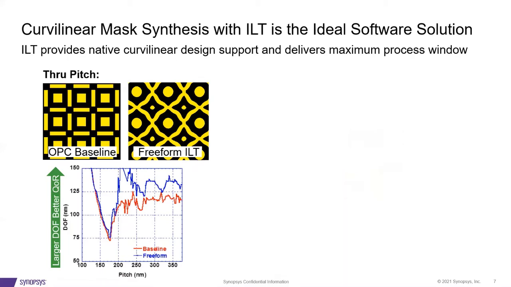Curvilinear mask synthesis with ILT is the ideal software solution. In this plot, we show how through-pitch contact arrays have superior depth of focus once the design pitch is large enough for the ILT curvilinear masks to have enough room to differentiate themselves from OPC masks, for example, through the placement of curvilinear assist features. The depth of focus margin can be significant and make the difference between a reliably and unreliably yielding design.